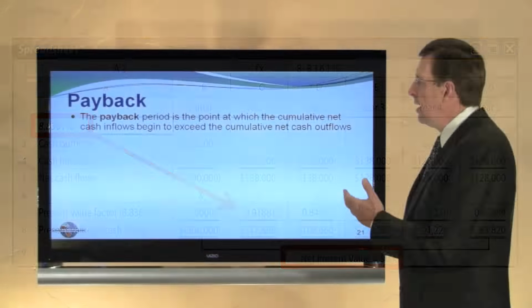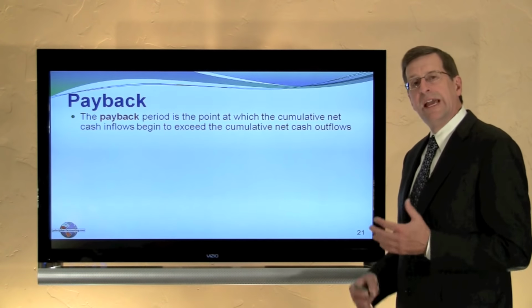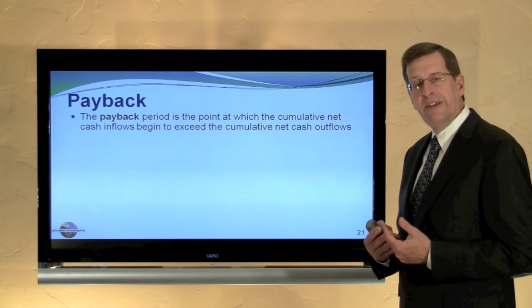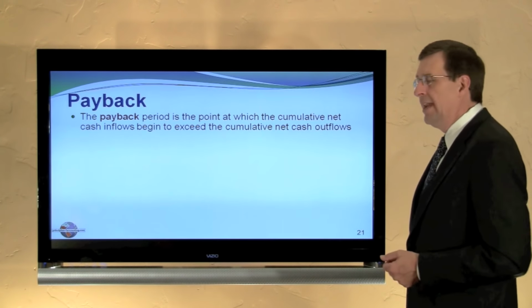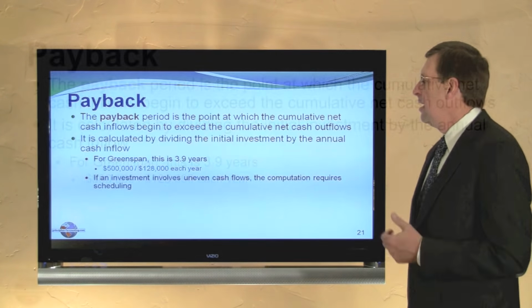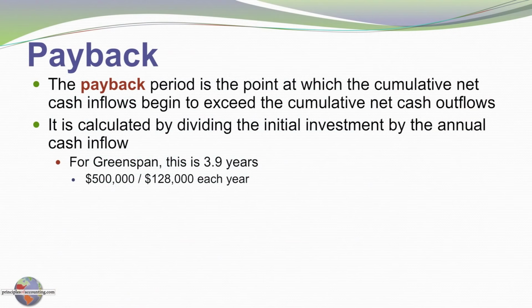A final method I want to look at is the payback method. The payback method is a very simple term. It's simply the amount of time it takes for the cumulative cash inflows to exceed the net cumulative cash outflows. For Greenspan, we had a $500,000 investment. It returned $128,000 each year. The payback period was 3.9 years in that example.